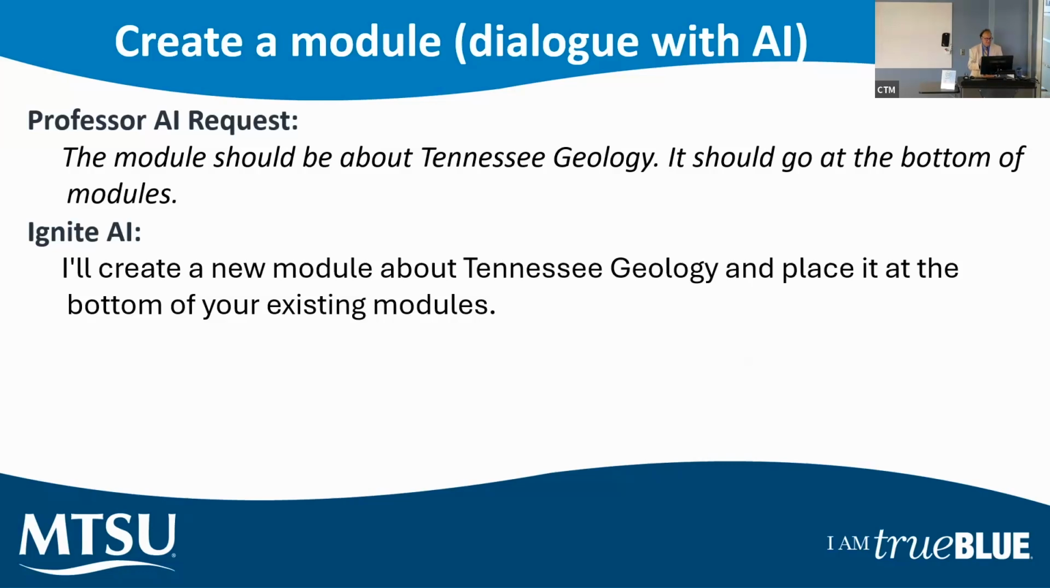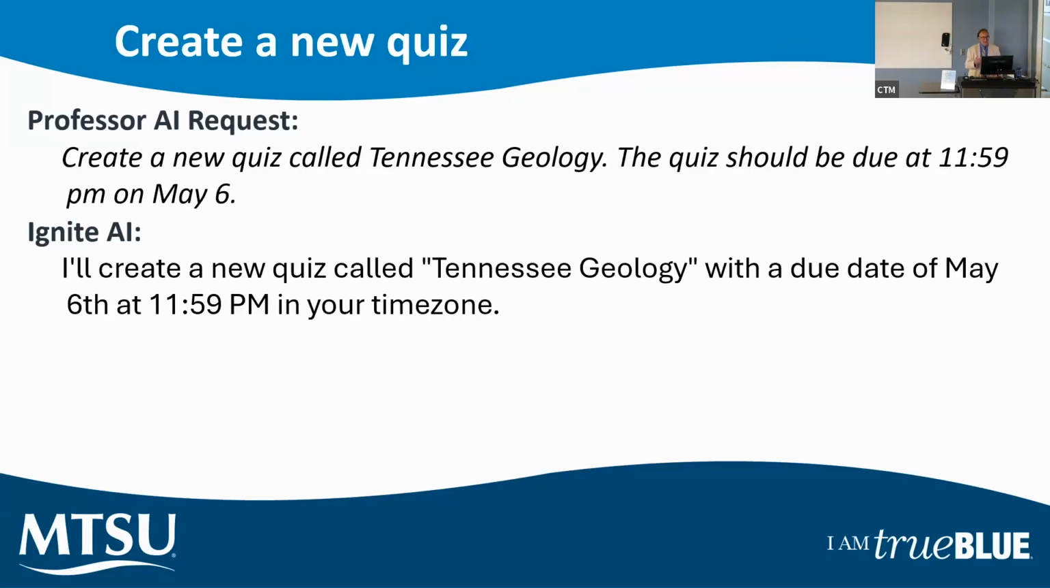And I told the AI the module should be about Tennessee geology. It should go at the bottom of the modules. And AI said, I'll create a new module about Tennessee geology and I'll put it there. Then it created a module. It's just an empty module. It'd be great if it knew how to do more, right? But that's the role of the professor.